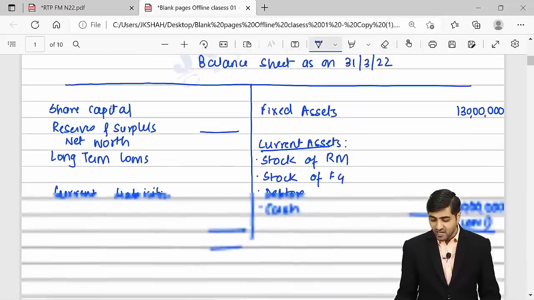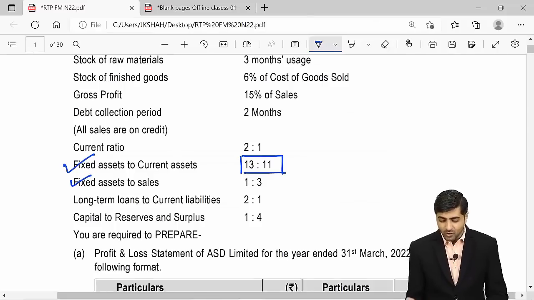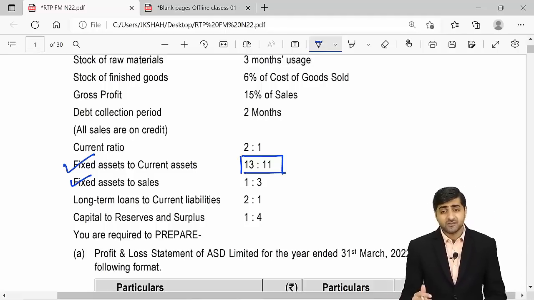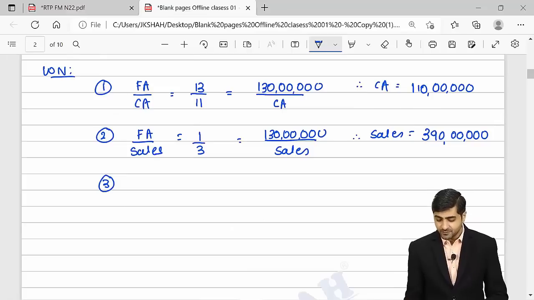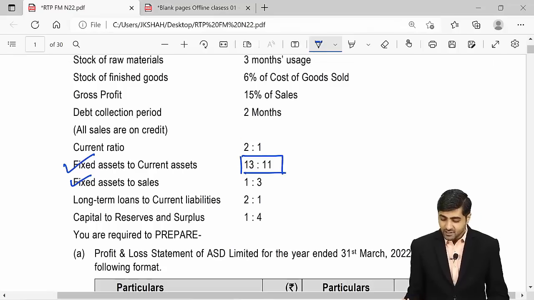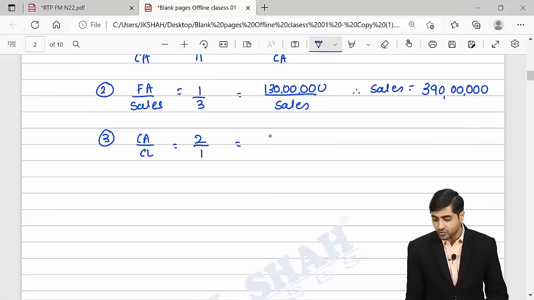Now my dear students, after we have solved this particular part, we have one more ratio which we can use, that is current ratio 2:1. So guys, we have the total of current assets available. So your current assets upon current liabilities is nothing but 2:1. And I have the total of current assets as 1 crore 10 lakhs, which will help me to calculate your current liabilities.